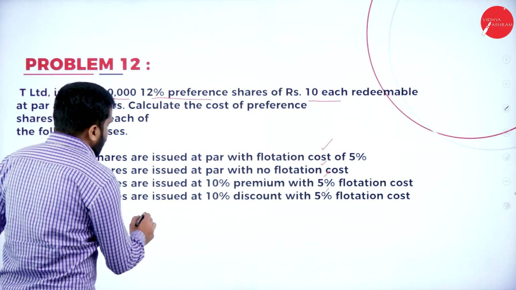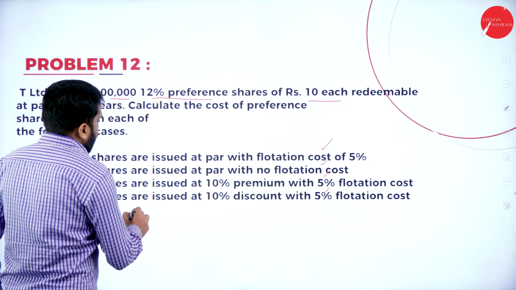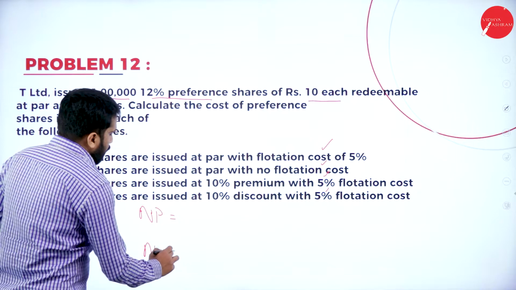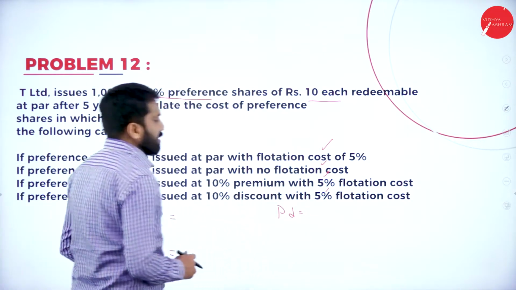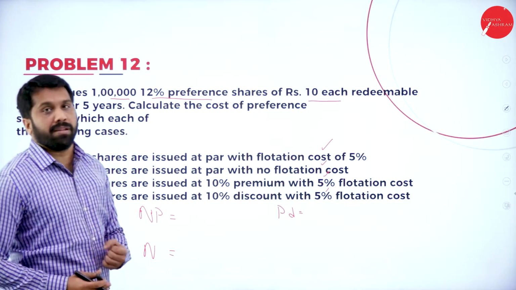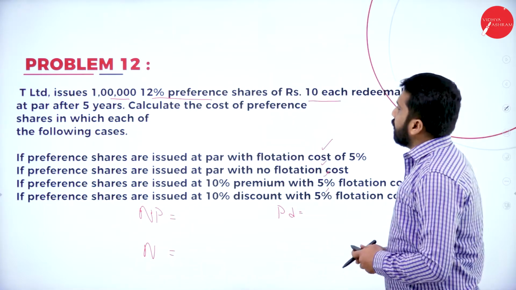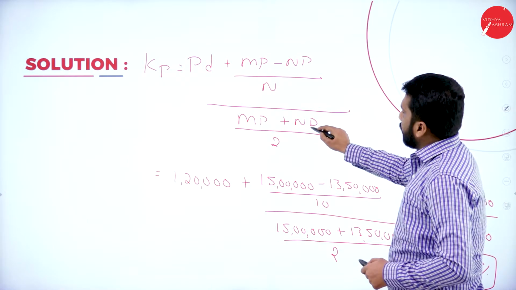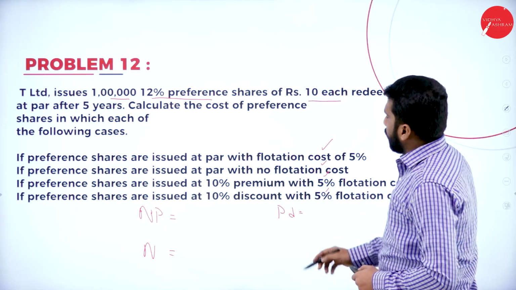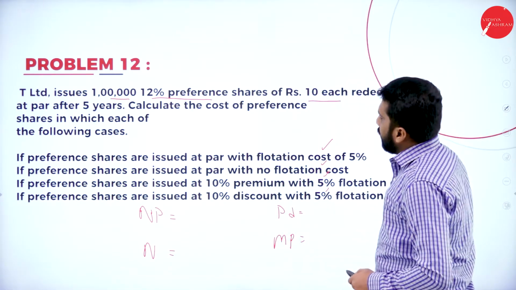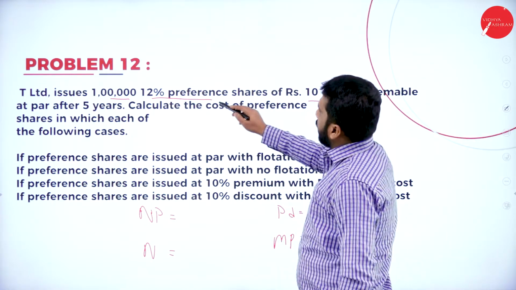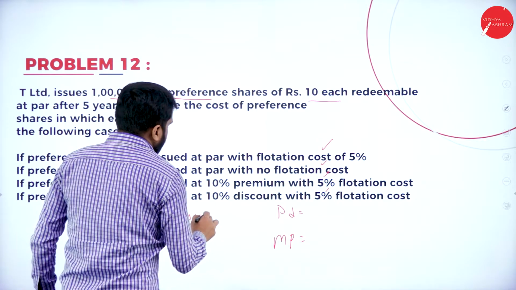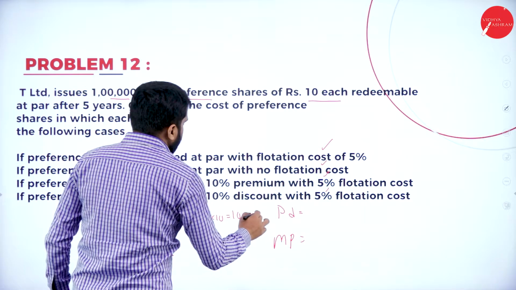Now, first thing you remember, we are supposed to calculate: first NP, your net proceeds. Then number of years, then PD. Then the last one, your redeemable price, MP. Just like your previous problem, the same formula: MP minus NP divided by N, over MP plus NP divided by 2. The same thing will follow here. NP is your net proceeds. 1 lakh preference shares of rupees 10 each. How much is your NP? 1 lakh into 10. This will be 10 lakh. Simple.